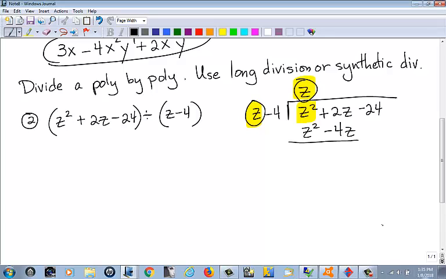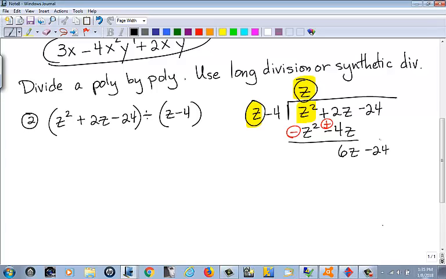Now here's the colored pencils. The next rule in long division is to subtract. To subtract means change the signs on the bottom row, and then add. So what's z squared plus a negative z squared? Drops out, to 0. Plus 2z plus 4z would be 6z. Bring down the next term, the minus 24.